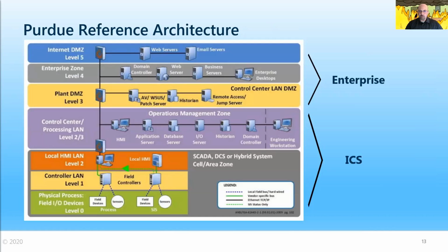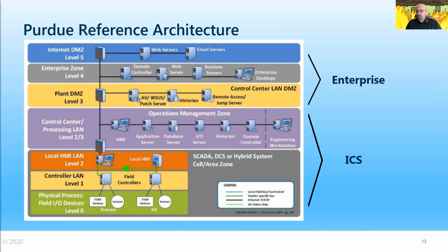For those who aren't familiar with the Purdue reference architecture, it's a way to visualize ICS networks and their relationship to enterprise networks. We start with level 5 at the top. That would be your typical enterprise DMZ, email servers, web servers, VPN connections, Citrix, and whatnot. Enterprise level 4 is your back office systems, your domain controllers, web servers, business servers, ERP systems, and corporate desktops.